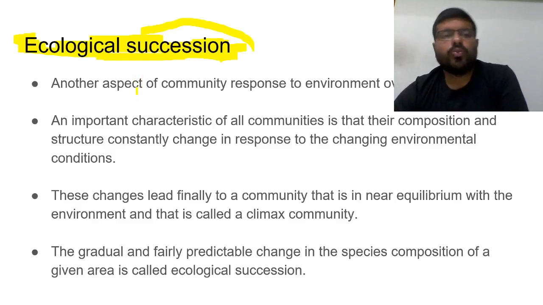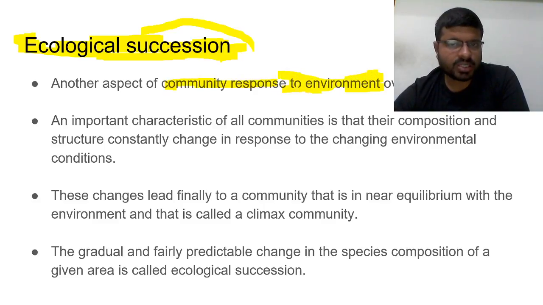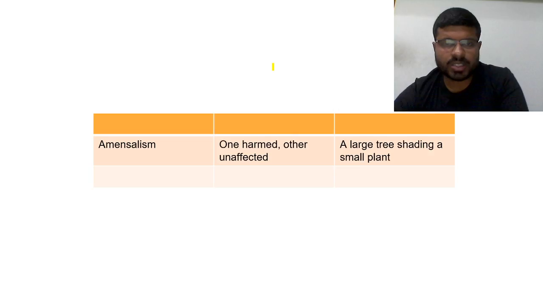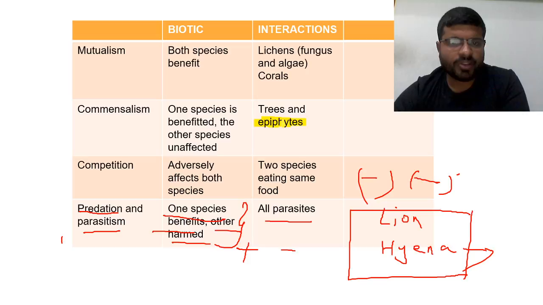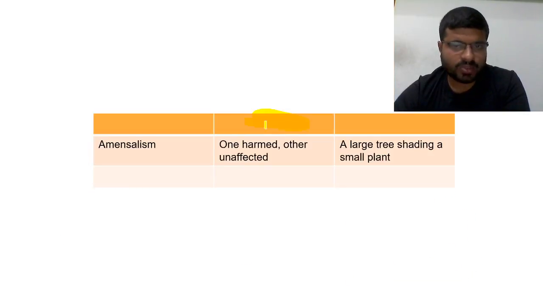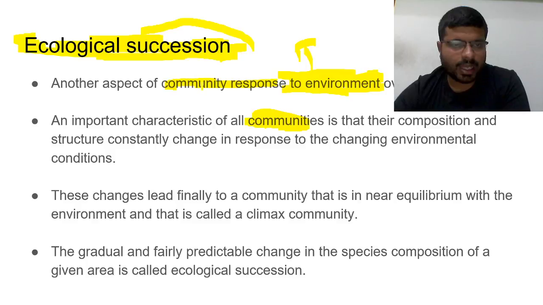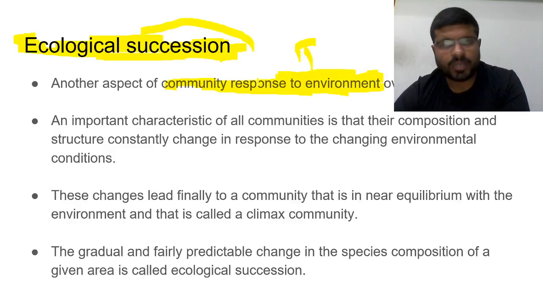Until now we have discussed many community responses to the environment. For example, if the environment we are living in is very favorable to us, there is more growth. We just discussed the concept of epiphytes. Because of the kind of environment you find in tropical evergreen forests, where there are more resources, one plant grows on a big tree, which is called an epiphyte. So this is one community response.